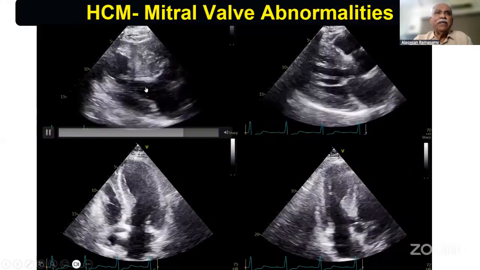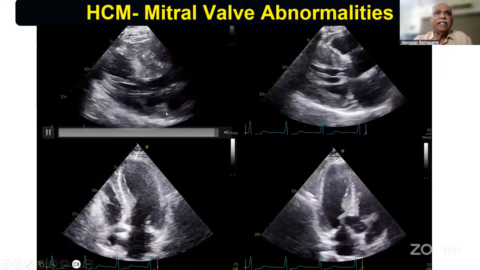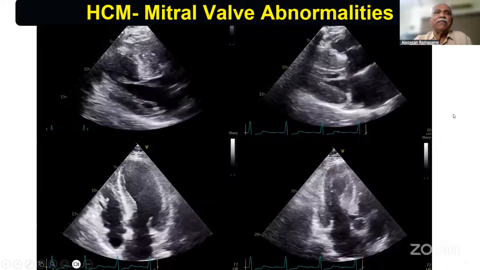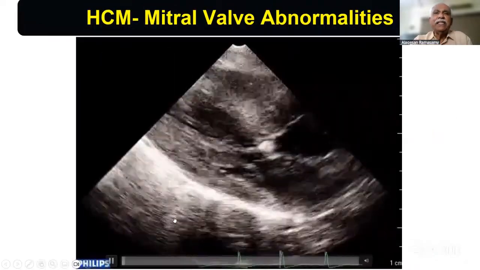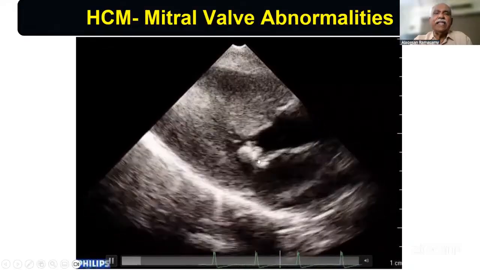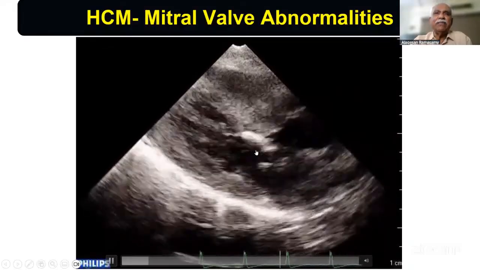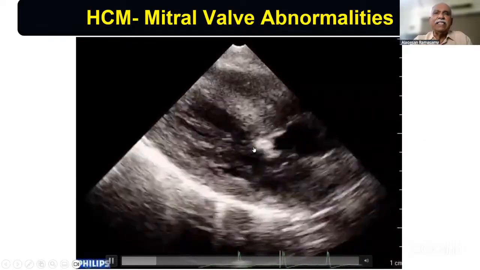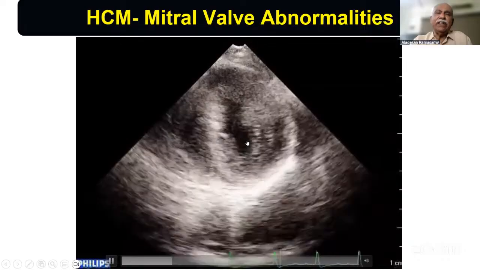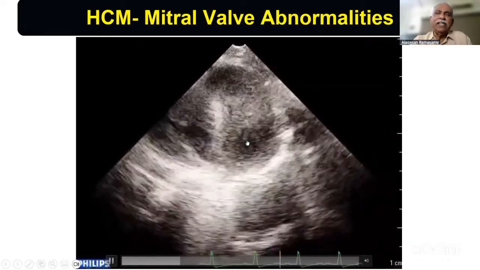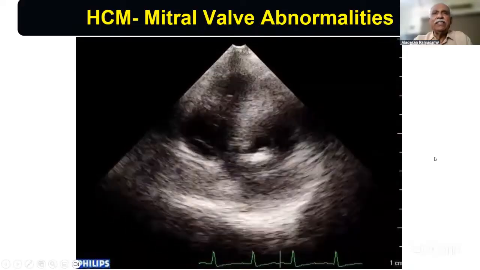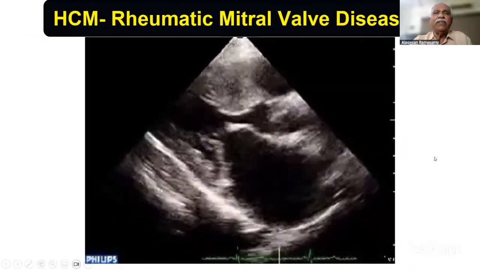There can be other abnormalities like long QT. This is a patient with long QT in a patient with hypertrophic cardiomyopathy. This is a patient with hypertrophic cardiomyopathy with infective endocarditis of the anterior mitral leaflet. There is a vegetation about 10 millimeters in size. This is because the anterior mitral leaflet hits against the interventricular septum and the endothelium is eroded and becomes a nidus for infection. So sometimes, rarely you can get infective endocarditis.